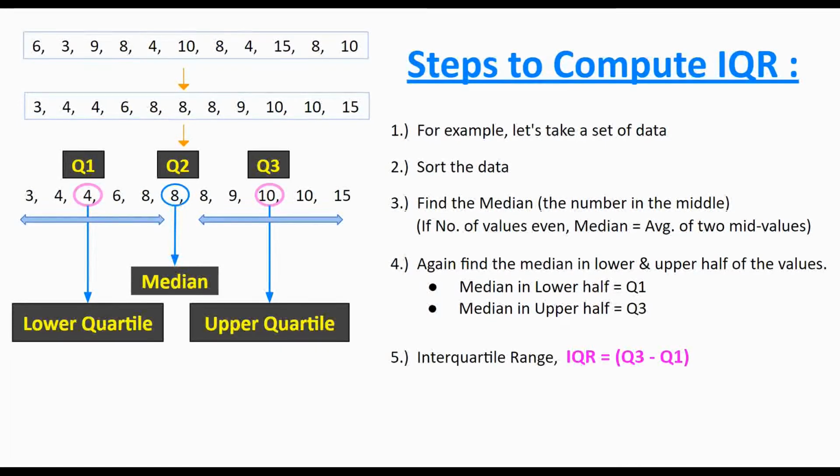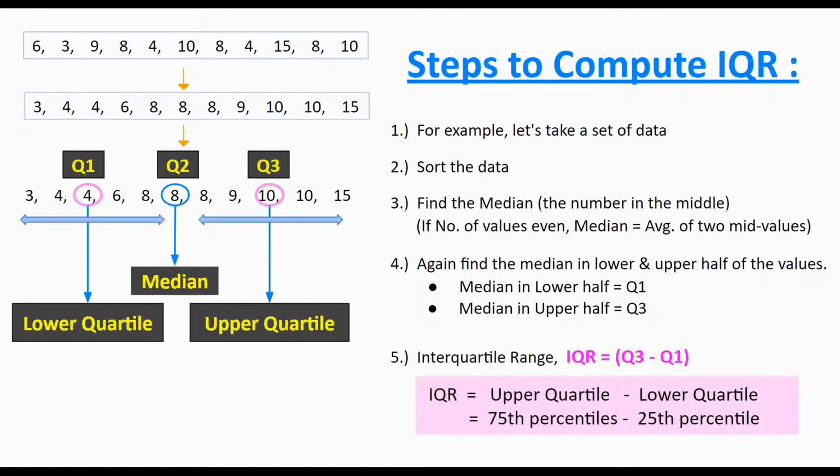And the final step is to calculate the interquartile range, which is Q3 minus Q1, the upper quartile minus the lower quartile. So here we have Q3 minus Q1, 10 minus 4, 6. So 6 is the interquartile range for this given set of values.